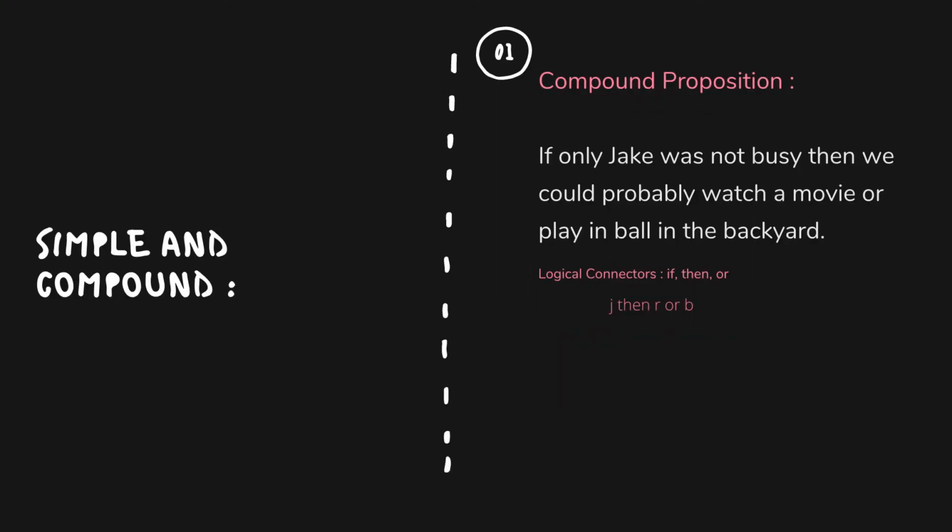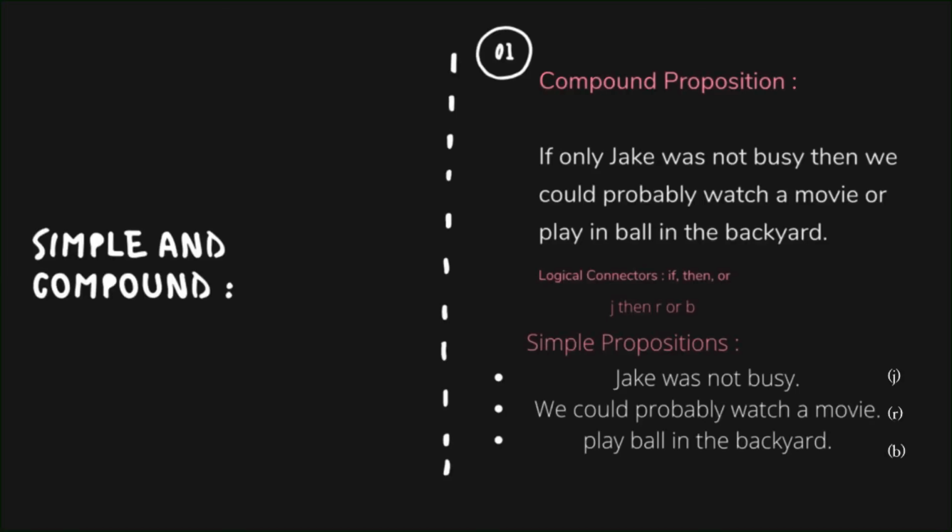Now let's see another example. The compound proposition is: if only Jake was not busy, then we could probably watch a movie or play ball in the backyard. The logical connectors are if, then, or. When we put it in symbols, J, then R, or B. In the simple propositions, the J is Jake was not busy, the R is we could probably watch a movie, and the B is play ball in the backyard. So in this example, we have three simple propositions.